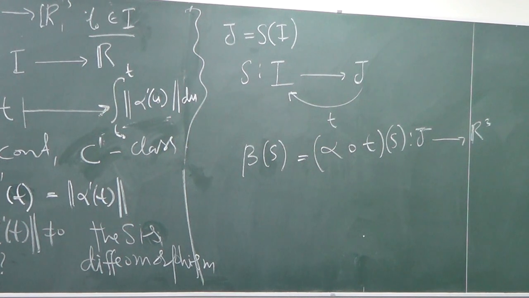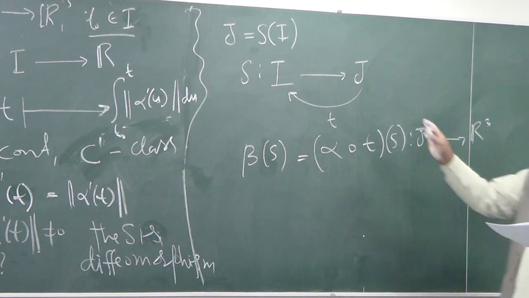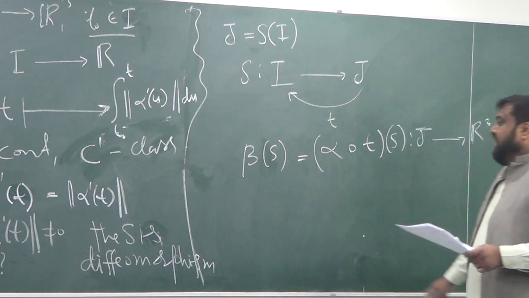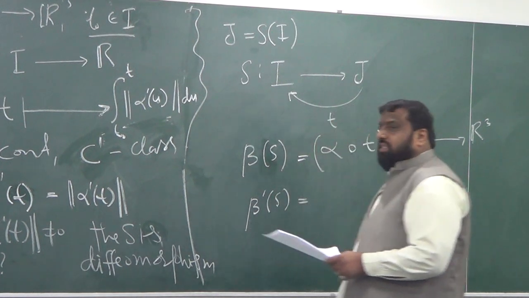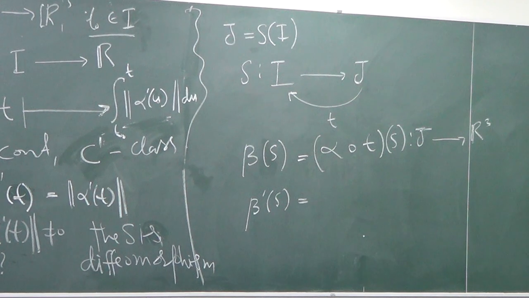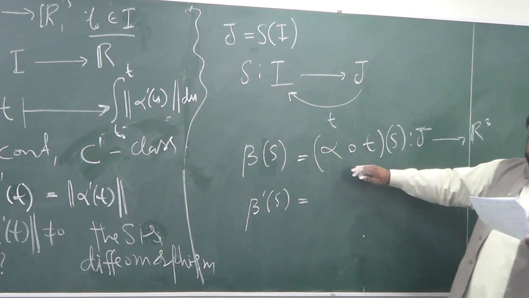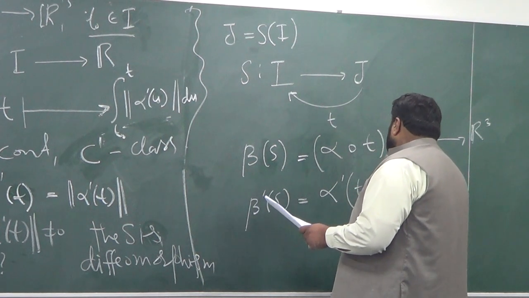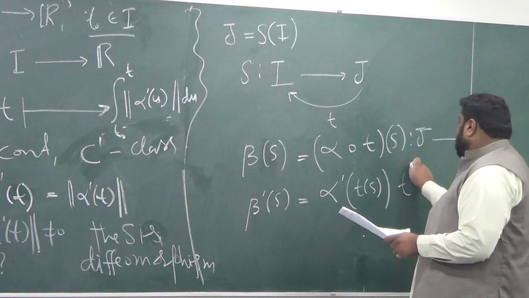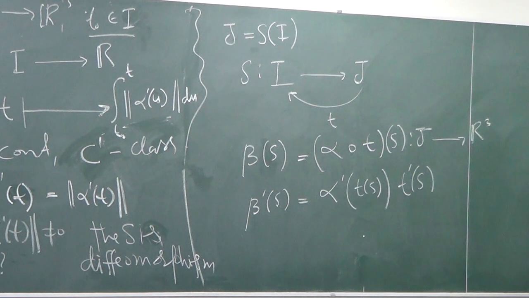Now I want to mention the key property, the reason we have done all this basic analysis. Let's see the tangent vector field corresponding to this guy. Let's compute the derivative of it with respect to S. We have to keep this in hand. What's going to happen on the other side? Alpha prime. So you're going to have alpha prime of T of S times T prime of S. Agree?